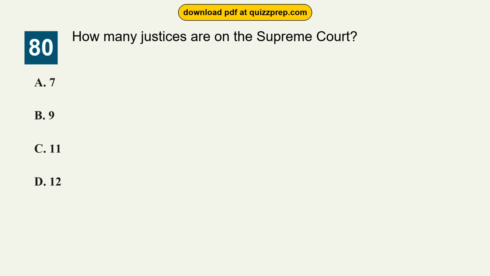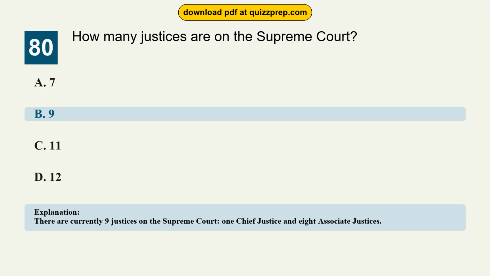Question 80. How many justices are on the Supreme Court? Option A, 7. Option B, 9. Option C, 11. Option D, 12. The correct answer is option B, 9. There are currently 9 justices on the Supreme Court, 1 Chief Justice and 8 Associate Justices.